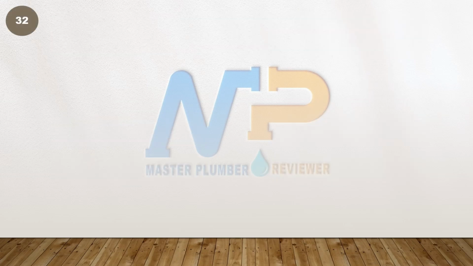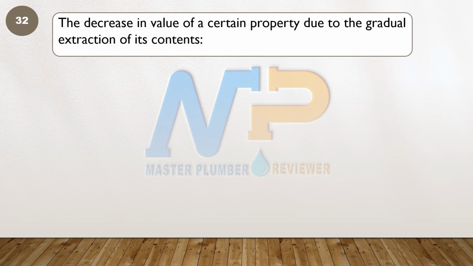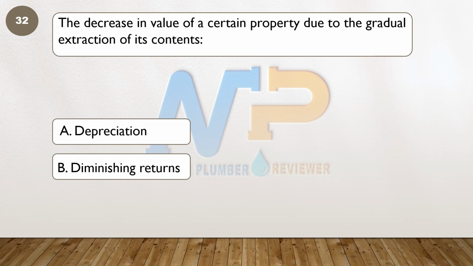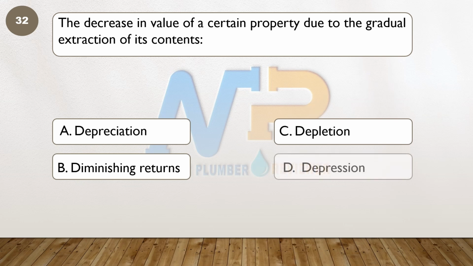Number 32. The decrease in value of a certain property due to the gradual extraction of its contents. A. Depreciation. B. Diminishing returns. C. Depletion. D. Depression. The answer. It's C. Depletion.